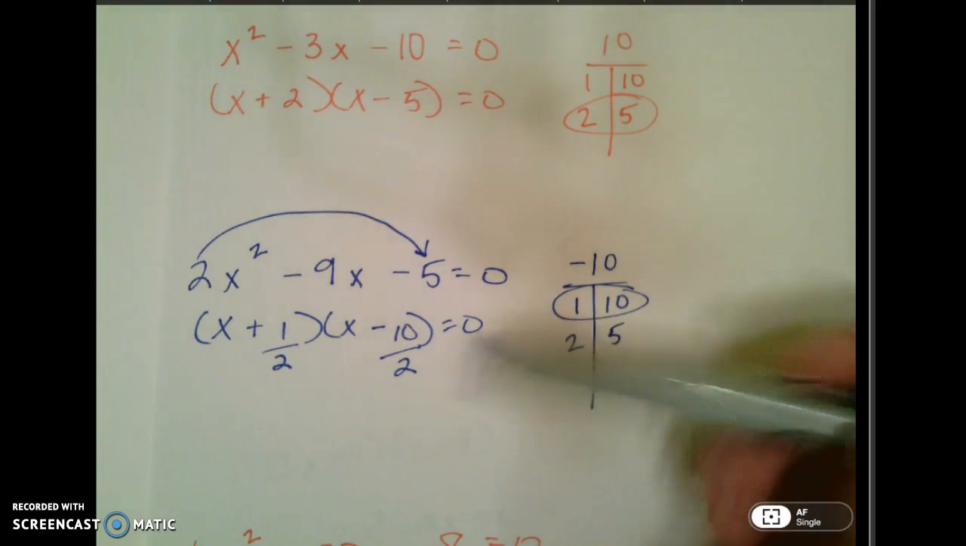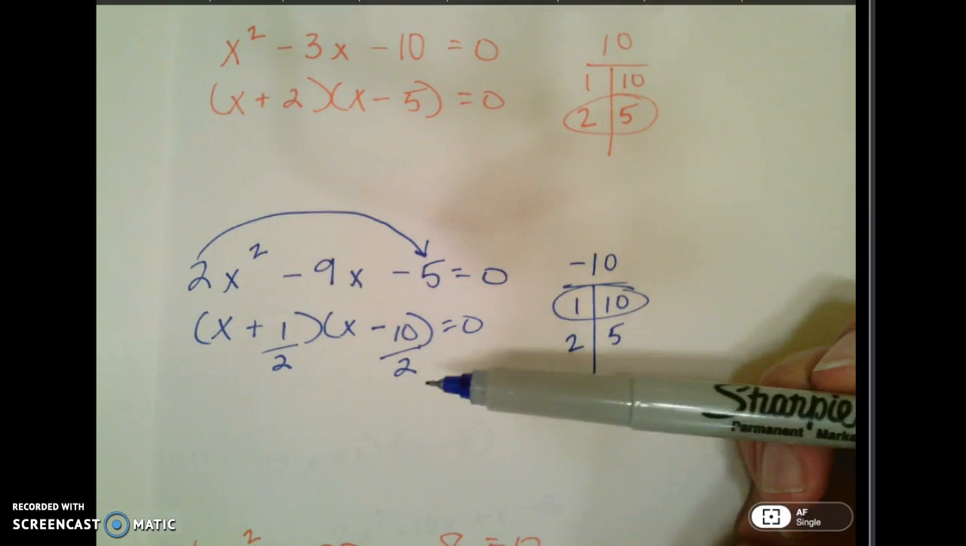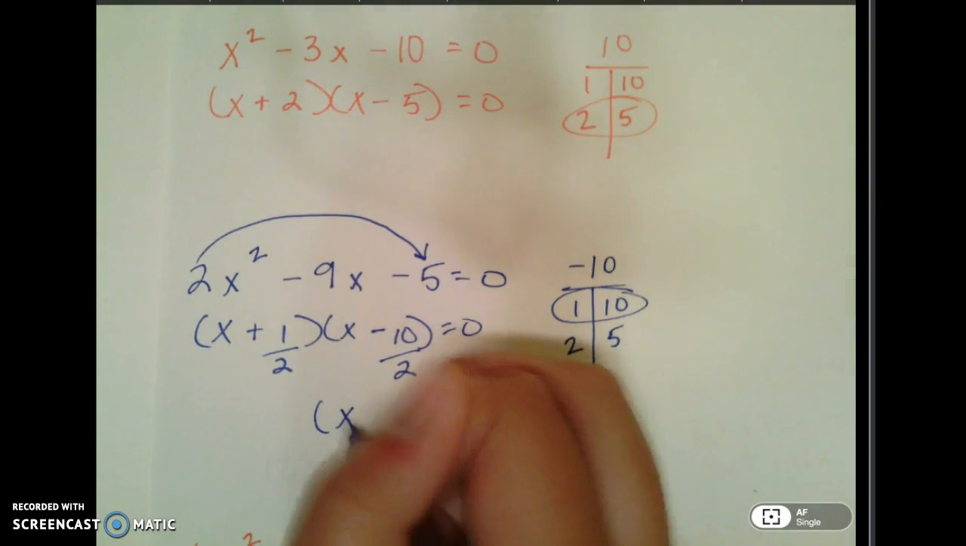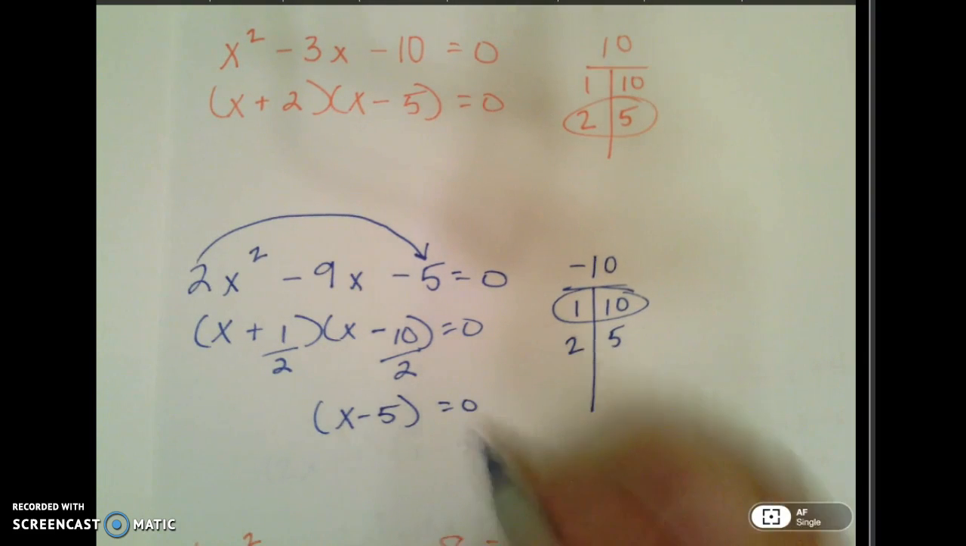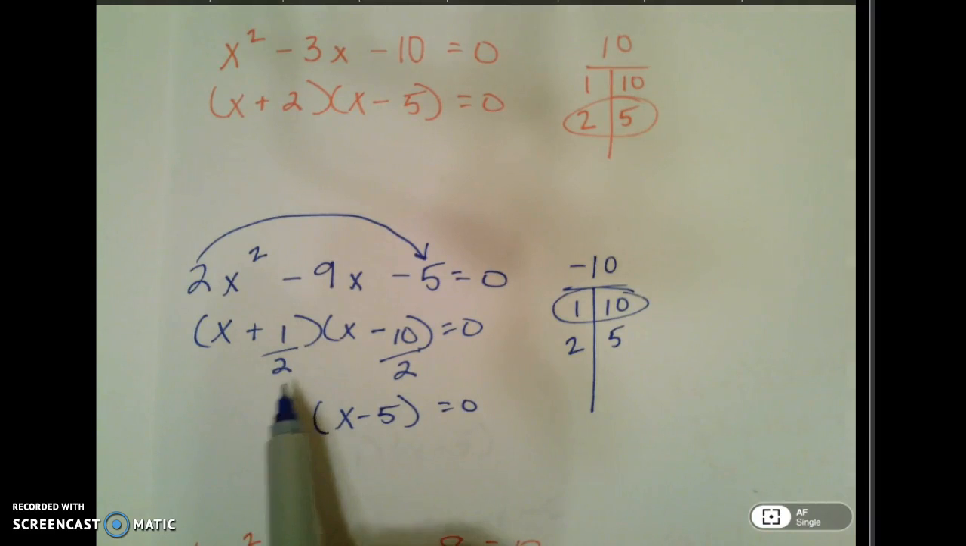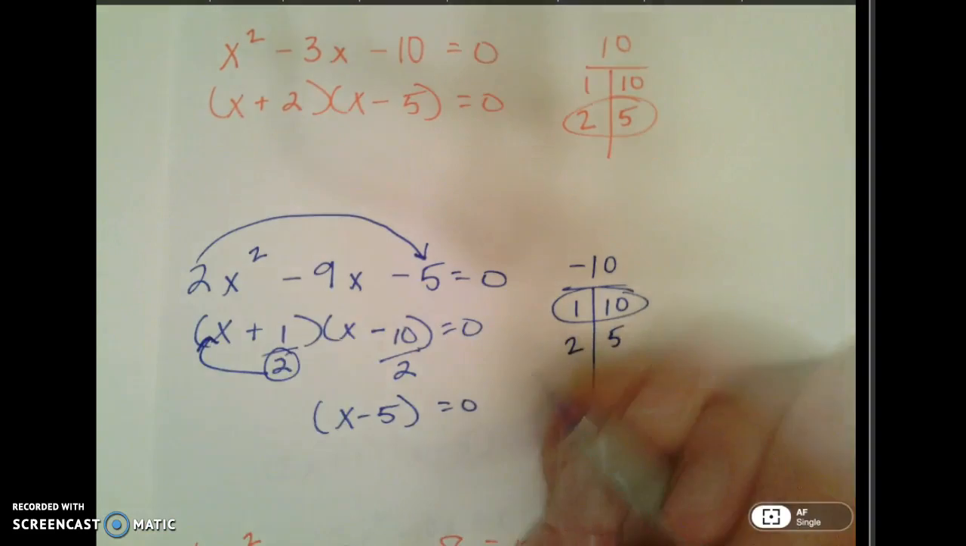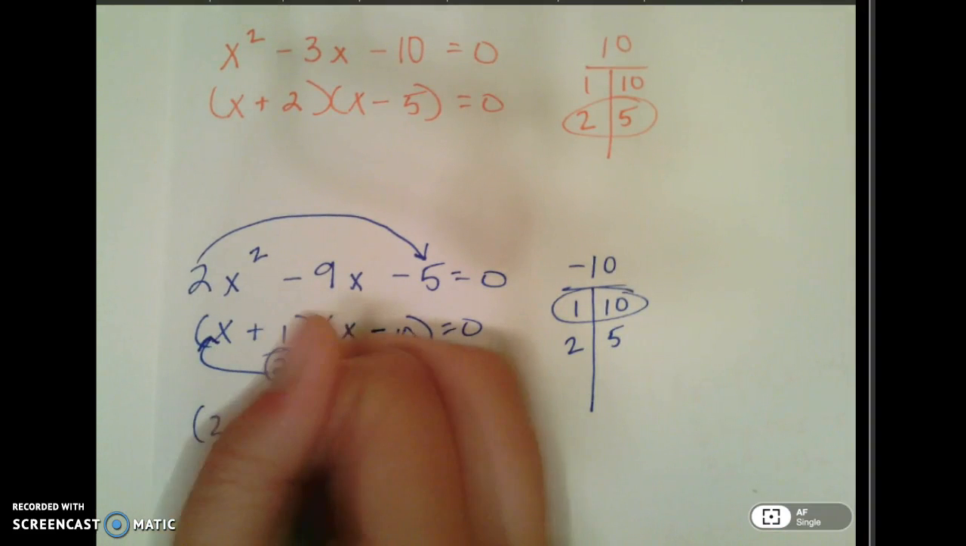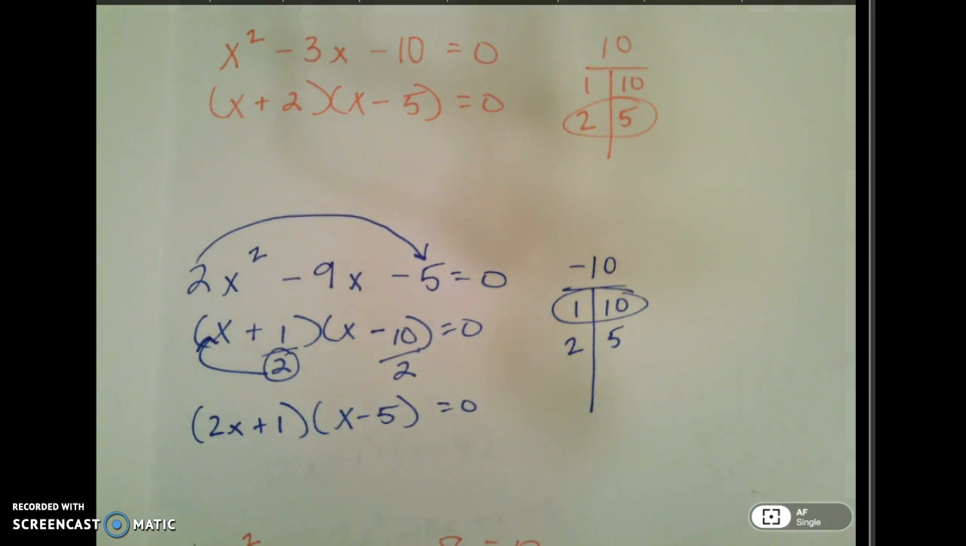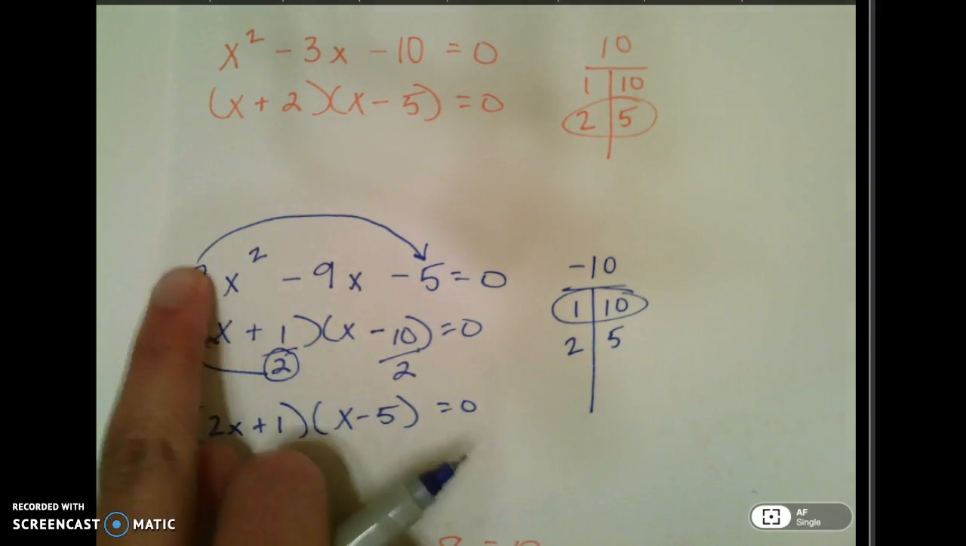Now, if it divides evenly, such as 10 divided by 2, you just divide. So this factor just becomes x minus 5. However, here, we don't really want fractions in there. So this bottom piece just comes up, and you get 2x plus 1. Now, if I FOIL my two factors, I will get my original quadratic.